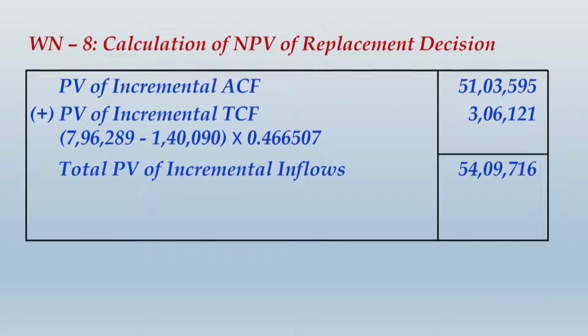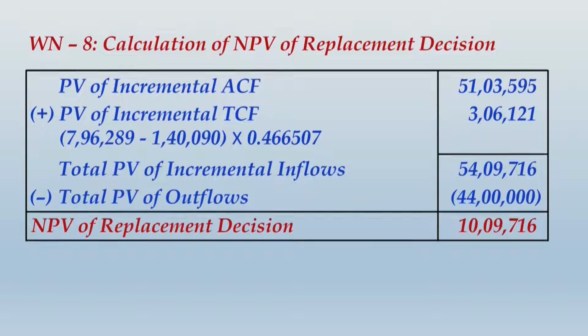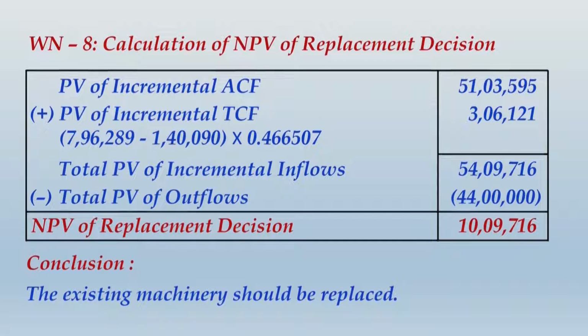So when you add up these two, it is the total PV of incremental inflows, and the PV of incremental outflow will be 44 lakhs only and only if you go for replacement. So NPV of replacement decision is 10,09,716. Conclusion: the existing machinery should be replaced, just because the NPV of replacement decision is positive. So please write up this whole thing, and that will be the end of the solution.